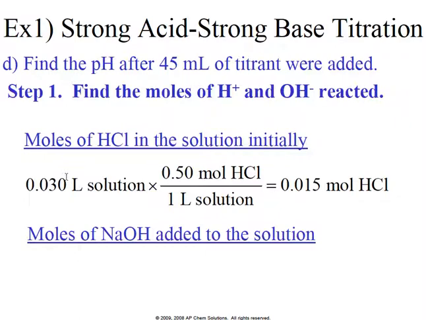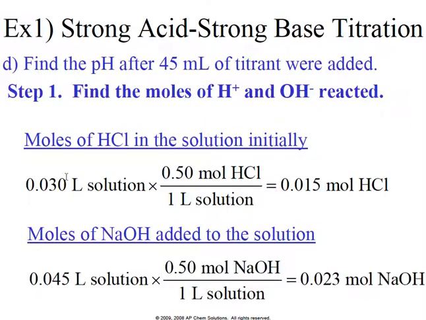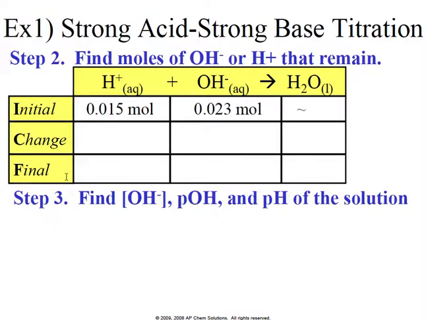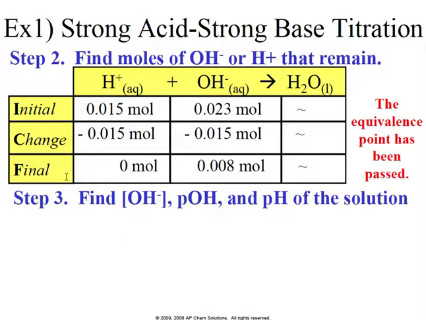We find the moles of HCl created. Then we find the moles of NaOH, or the OH, created. Then of course we use the ICE chart to reduce those amounts. And because now the H plus is the limiting reagent, we have no more H plus, but notice now we have OH minus. And because we have OH minus, we now have pOH. Now don't forget that we have to add up the volume, and we take the moles divided by that volume to find the concentration.